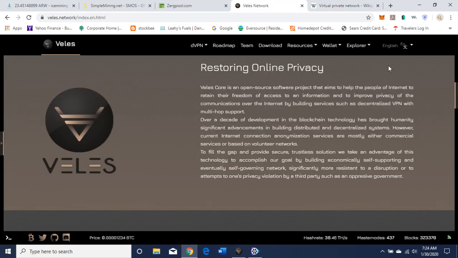So moving on. Over a decade of development in blockchain technology has brought humanity significant advancements in building distributed and decentralized systems. However, current internet connection and anonymization services are mostly either commercial services or based on volunteer networks. To fill the gap and provide a secure, trustless solution, we've taken advantage of this technology to accomplish our goal by building an economically self-supporting and eventually self-governing network, significantly more resistant to disruption or to attempts at privacy violation by a third party, such as an oppressive government.